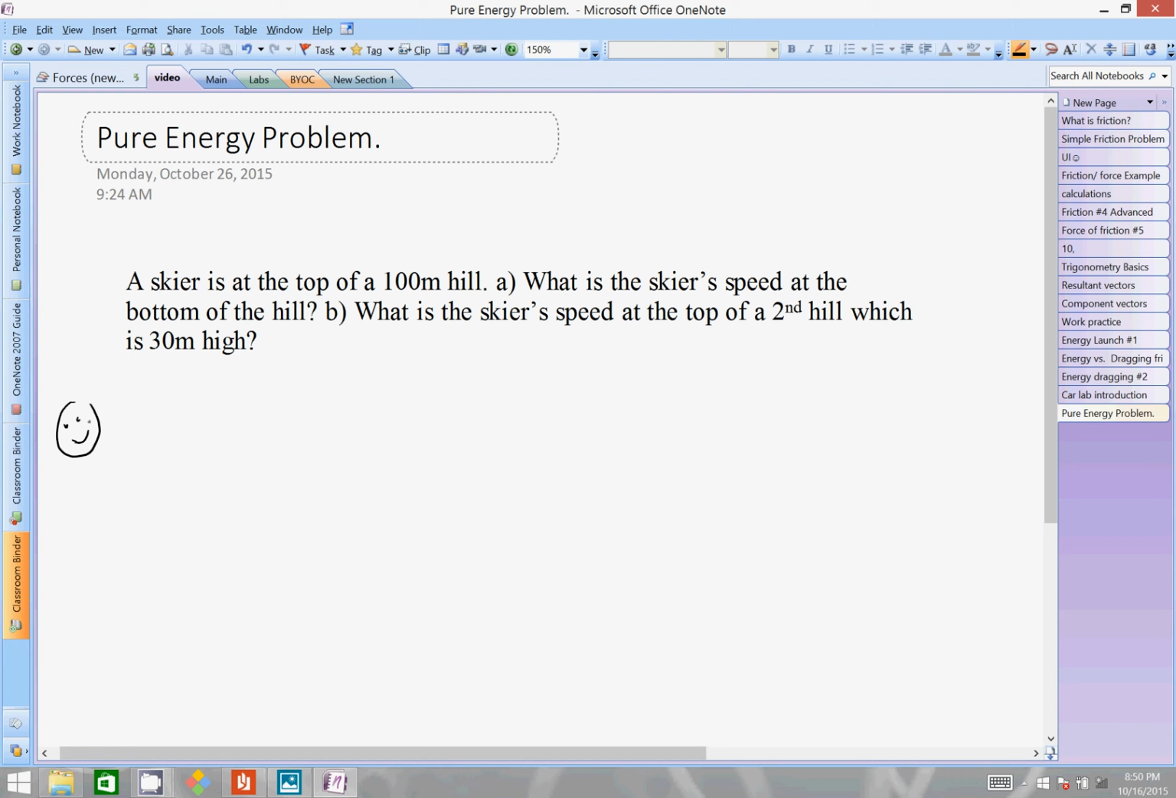I'm going to do what I have referred to as a roller coaster problem, or pure energy problem number 1. Every problem of this type would be very similar. We essentially have something that is going along up and down, and we want to know the speeds at certain points. Each of these points might have heights.